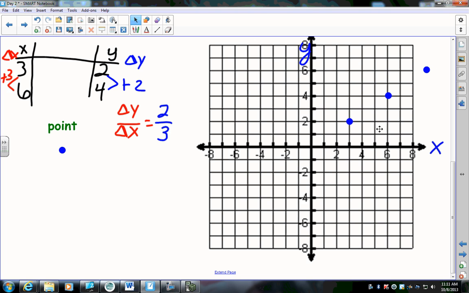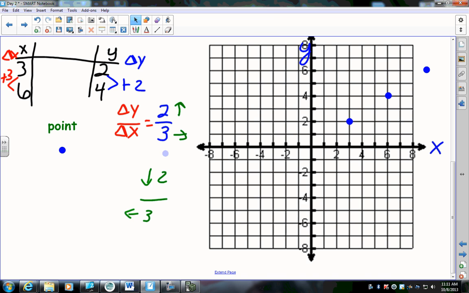Okay? Now, the problem is I can't write my equation because I don't have my y-intercept yet. So I have to work backwards. See, right now my line is going up. That's why my slope is positive. If I want to work backwards, instead of going up 2 and to the right 3, do the opposite. Go down 2 and to the left 3.